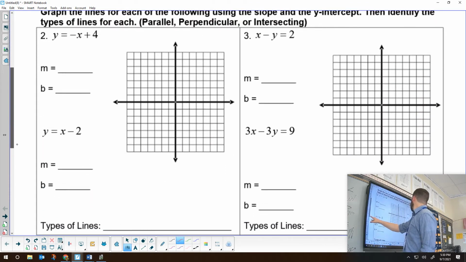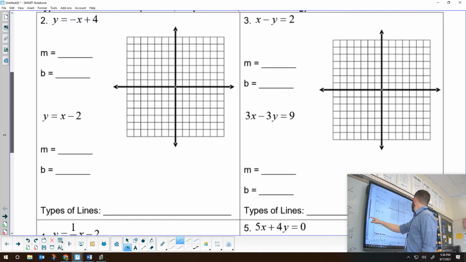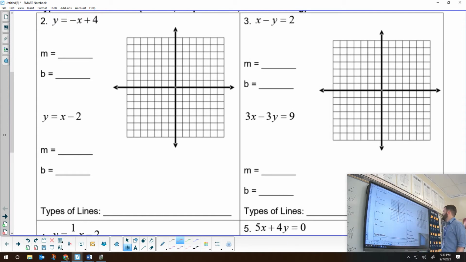Let's take a look at number 3. What we're supposed to do is graph these two lines, and then decide, are they parallel, perpendicular, coinciding, or intersecting. So here we go. We have x minus y equals 2. First off, I need to get my y by itself. That's the only way that I can tell what my slope and y-intercept are. So that's what I'm going to do here. I'm going to minus this x over.